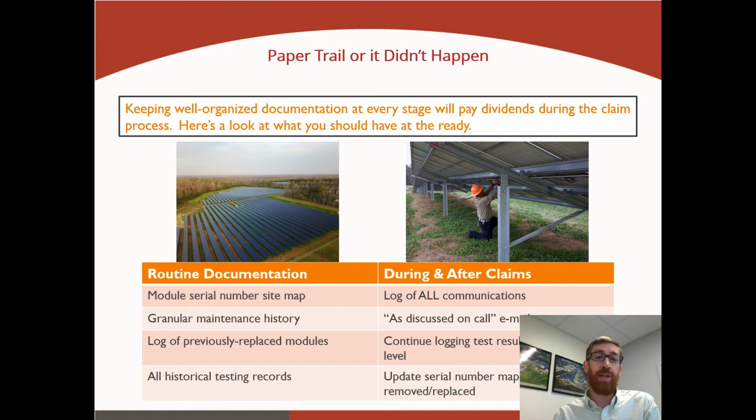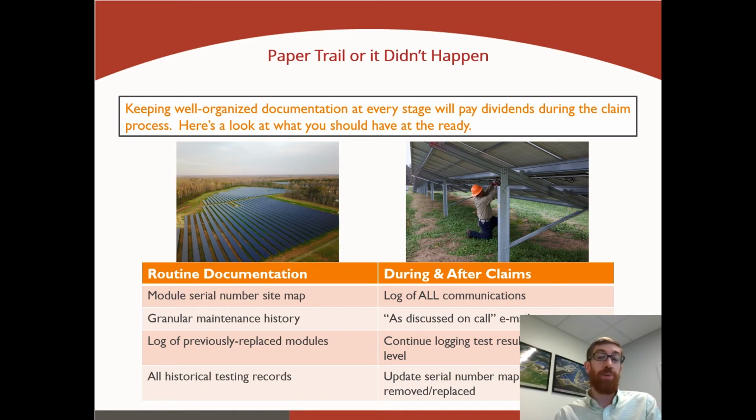And then during and after the claim, log all communications, and as you can see in the second line here, that includes phone calls. It is very helpful to put a memo to writing after a phone call, and it's great if you can have that sent between the owner of the modules and the manufacturer, just as meeting minutes that can easily be searched back, so that you can say, hey, we discussed on the call on this date that we were going to ship the modules, and we did it, for example.